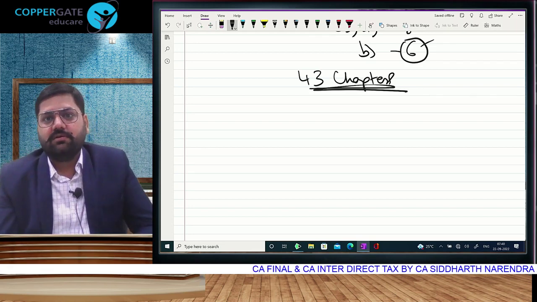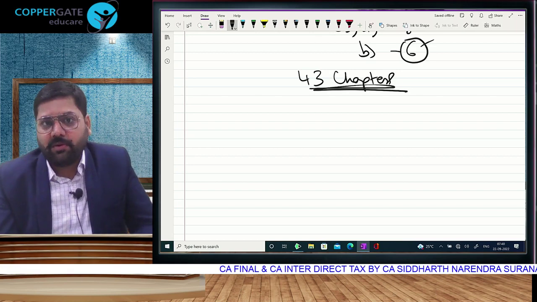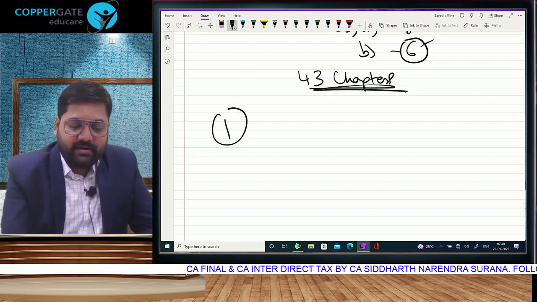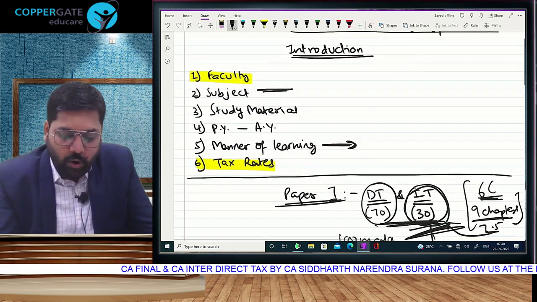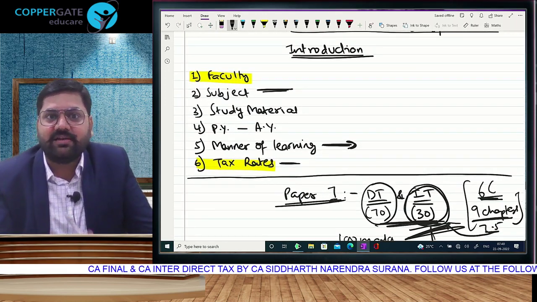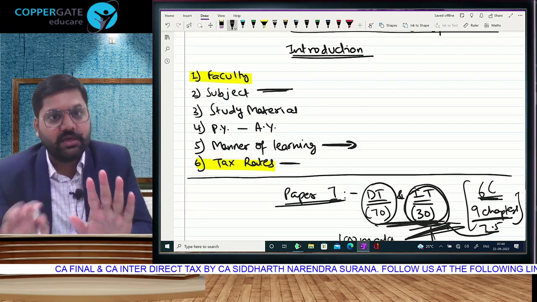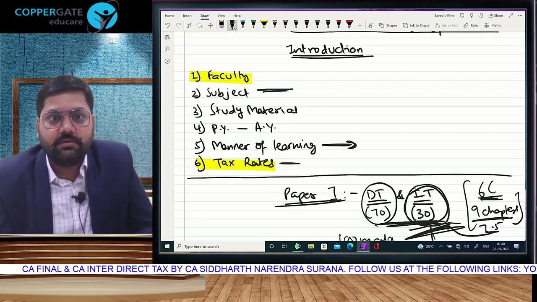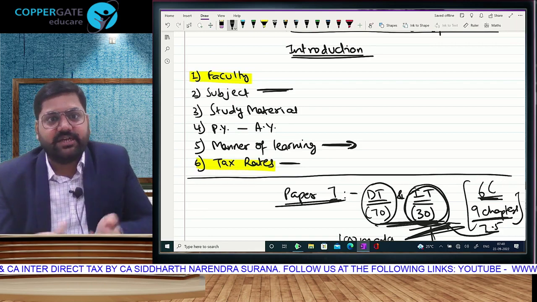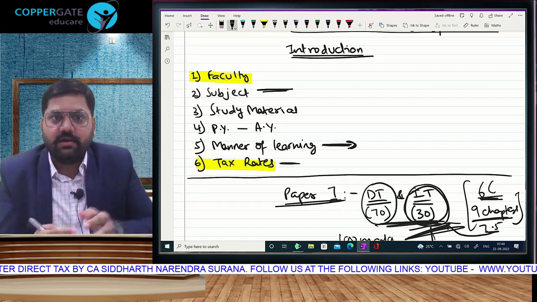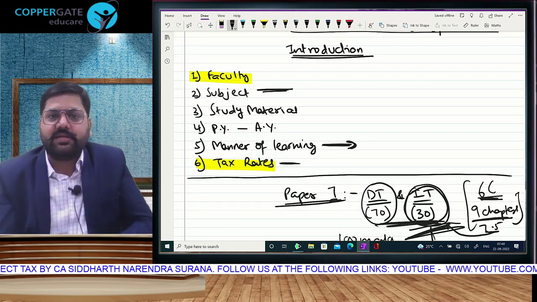That is one more thing. And the biggest problem of direct taxes. Chapter 1, Introduction. Introduction is going on. In introduction only, if you observe the last point here, I will cover the tax rates for your assessment here. Because every chapter there is tax calculation. So tax calculation karne ke liye we need to know the rates. And rates change every year. So first chapter mein, along with all other introduction, I will finish the tax rates also.